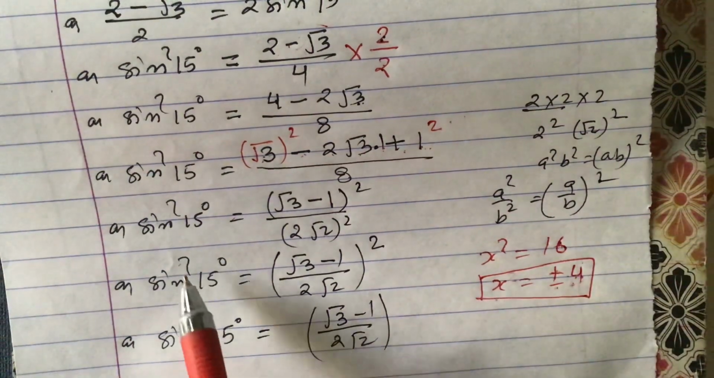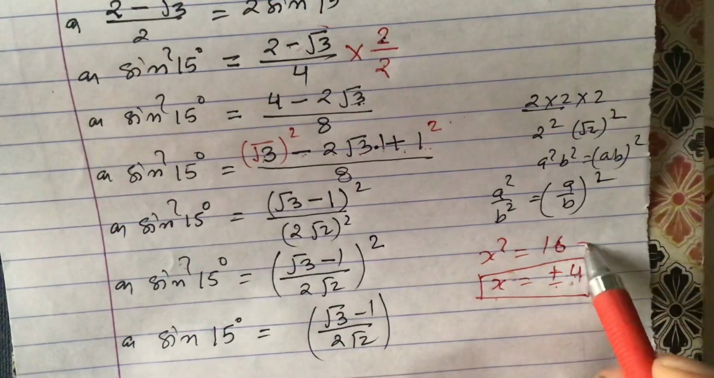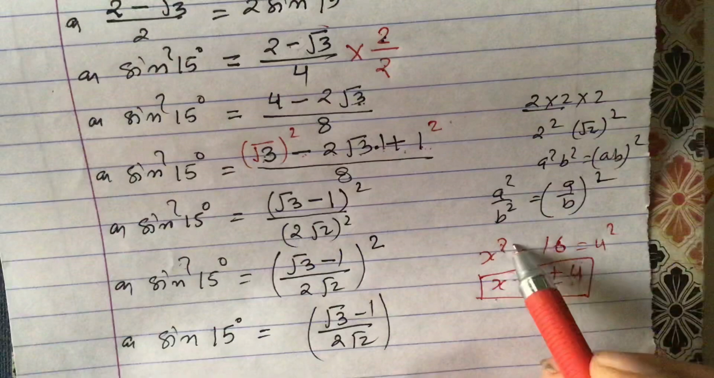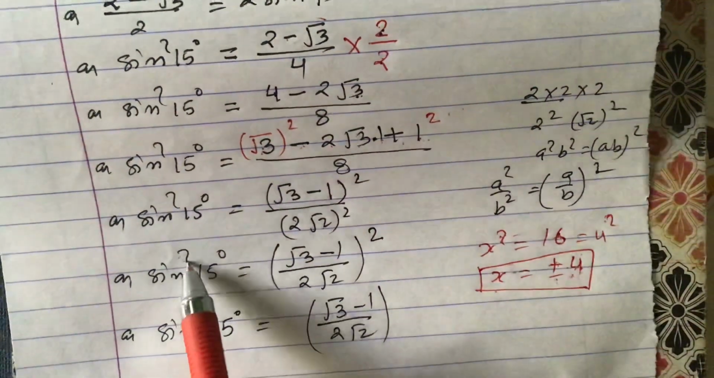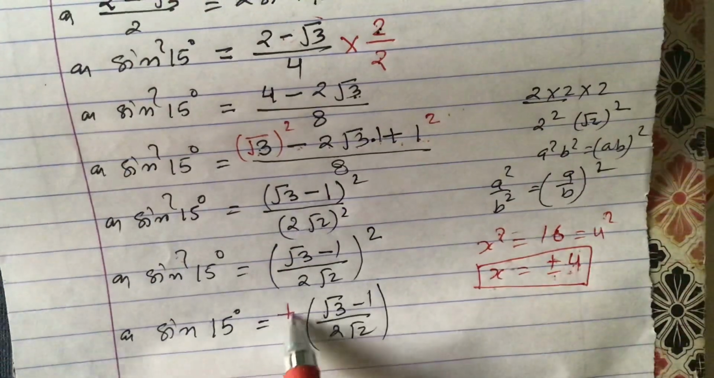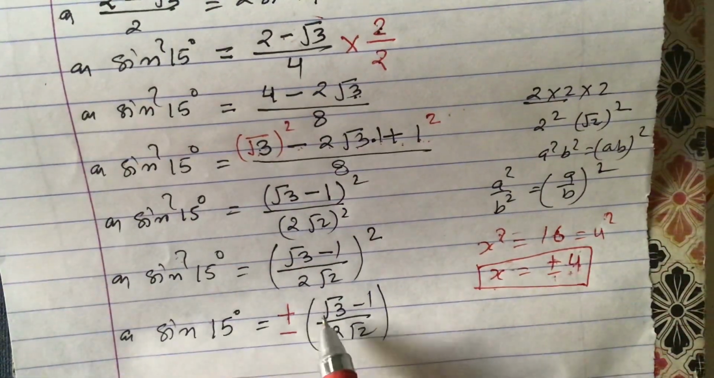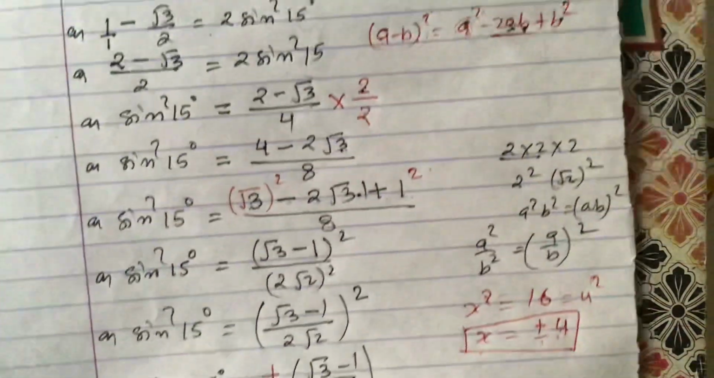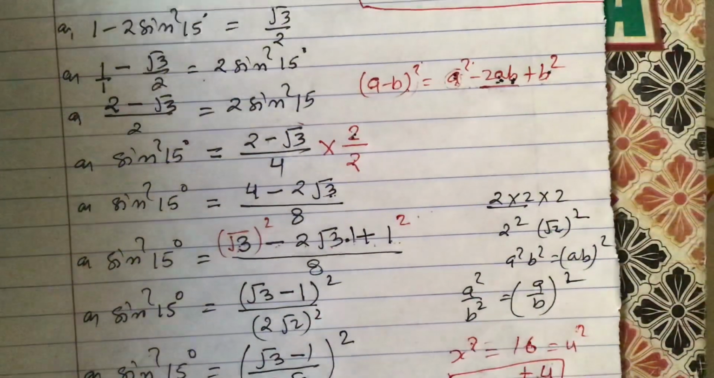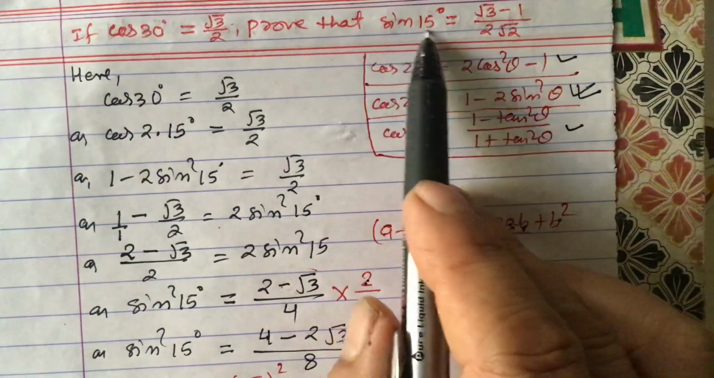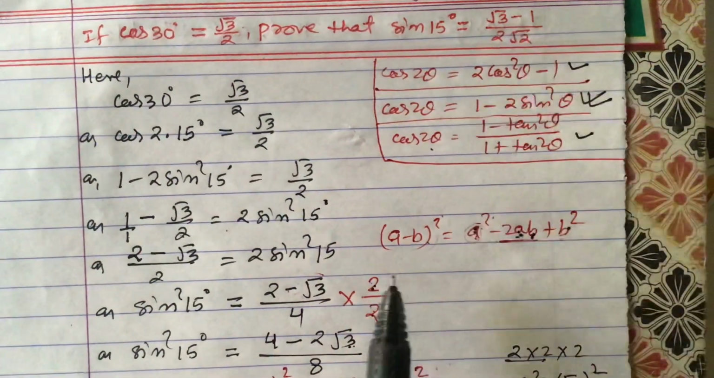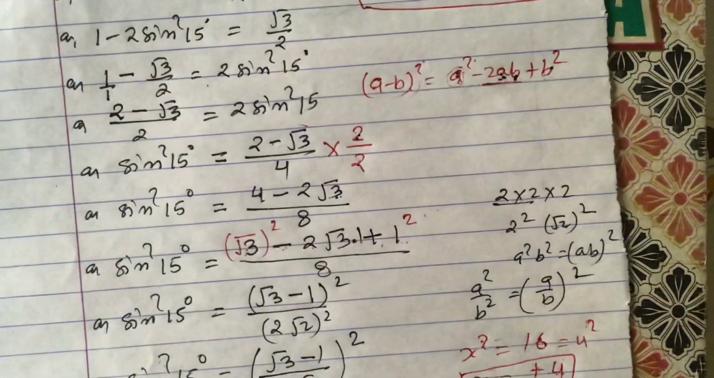Similarly here also we are removing the square. 16 can be 4 square, and this square and square we are removing. If you remove the square, you are getting plus minus. Here also, while removing the square, you will get plus minus. So two values we got here. But our value is only one. Actually, sine 15 has only one value. So how to know whether this is plus or minus?